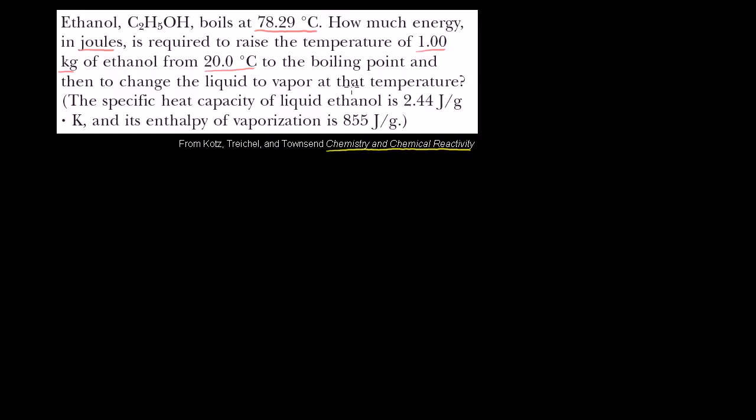So there's really two parts to this problem. How much energy in joules to take the ethanol from 20 degrees to 78.29 degrees Celsius? That's the first part. And then once we're there, we're going to have 78.29 degrees Celsius liquid ethanol, but then we also need the energy to turn it into vapor. So those are going to be the two parts. Let's just think about raising the liquid temperature first, and figure out how we're going to do that.